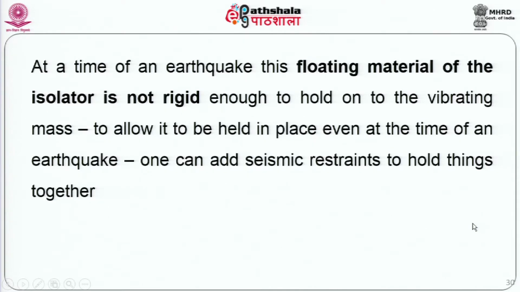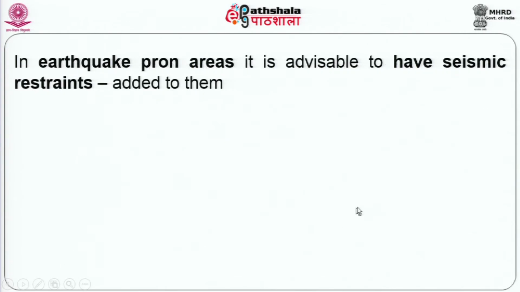So, such a situation requires that whatever was floating should have a stay. That means it should be allowed to float up to a point, and after that it should be able to restrain. Now, those are called seismic restraints. These are purely add-ons to the devices that we saw earlier. In earthquake prone areas, it is very necessary to be able to override the anti-vibration mount with a seismic restraint.